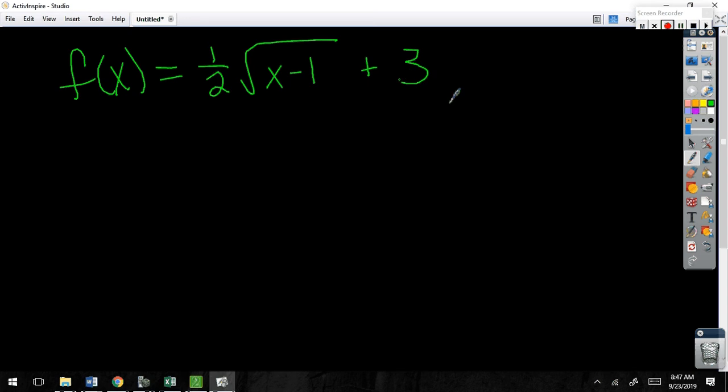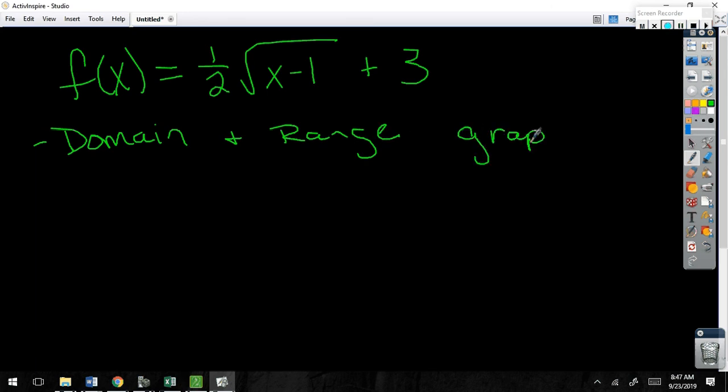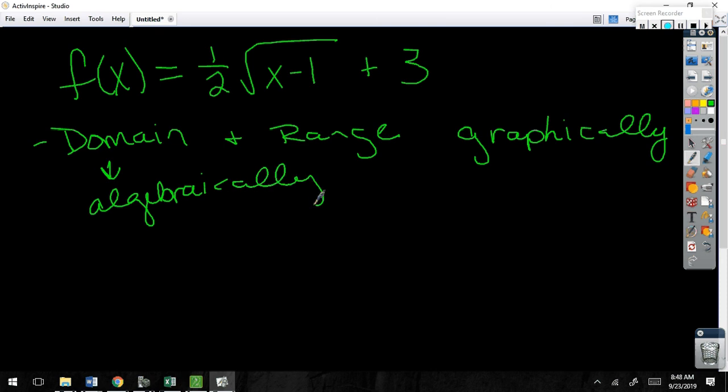All right, domain and range. Graphically for both. Domain, I want you to do algebraically as well. So I need a graph, and I need to sketch a graph to justify graphically. And then I need also algebraically for the domain, okay?